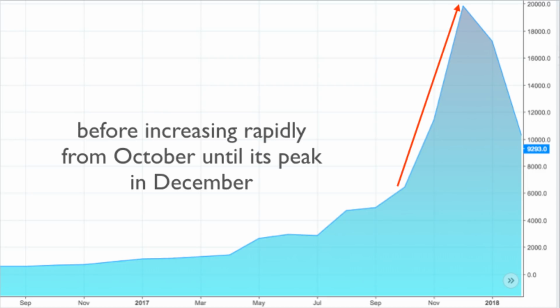Hugo says skyrocket. Yes, before skyrocketing from October until its peak in December. And the peak is the highest point, just like a mountain has a peak. The peak is the highest point.